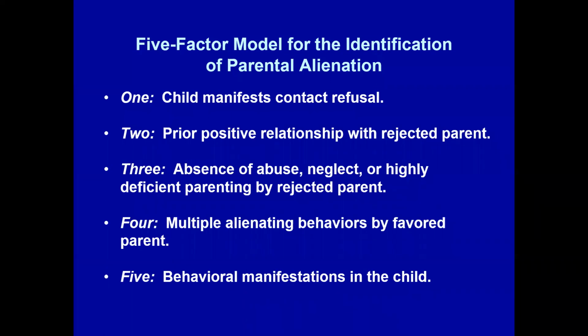The fourth factor is alienating behaviors. I just showed you a diagram in which the alienating parent engages in these alienating behaviors, and I'm going to explain in more detail what that is. And the last one is the manifestations in the child. I just showed you the diagram: that yellow squiggle is the behaviors of the child.